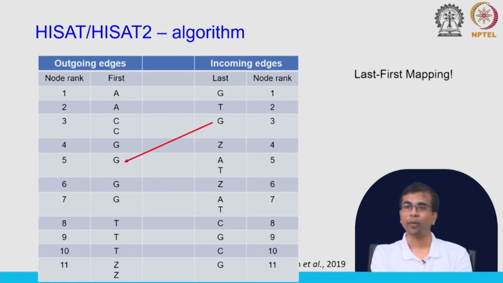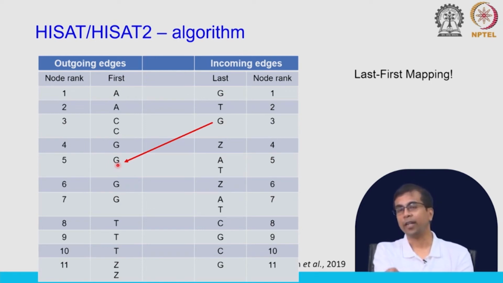And you remember last-first mapping. The ith occurrence of a letter in the first column and the ith occurrence of that letter in the last column correspond to the same letter in the reference. So, we talked about this in the Burrows-Wheeler transformation. This applies here. So, this G corresponds to this G because of this last-first mapping property.